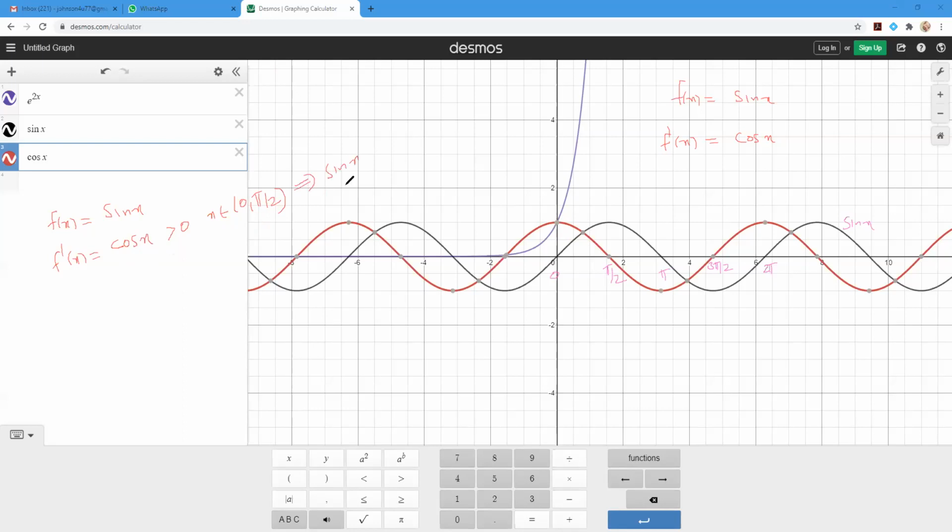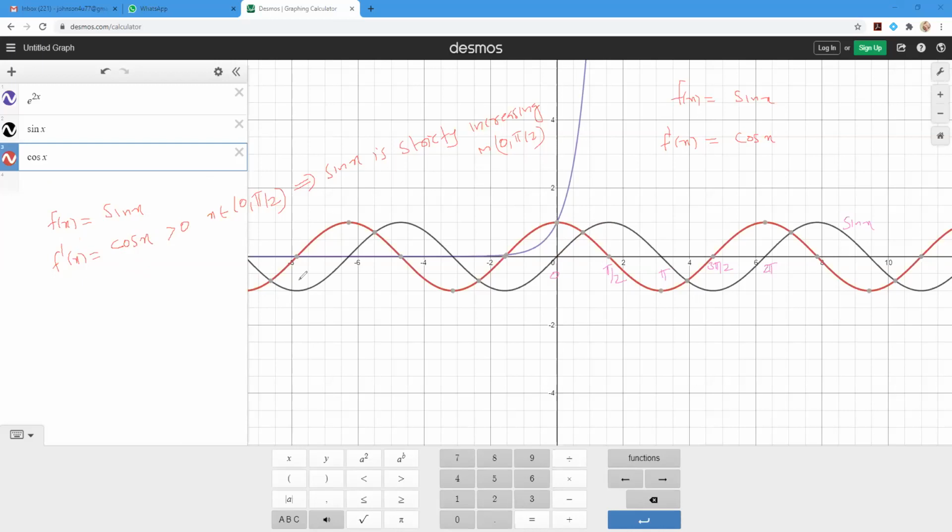the derivative of sin x is cos x. So sin x is strictly increasing in 0 to pi by 2. In the graph also you saw it for 0 to pi by 2. You can see that sin x is increasing from 0 to pi by 2. Look, the black one is the graph of sin x. From 0 to pi by 2 it is increasing. In the graph also we understood. Algebraically we know that f dash x is cos x, the derivative of sin x is cos x, and in 0 to pi by 2 cos x is positive, so the function is increasing.